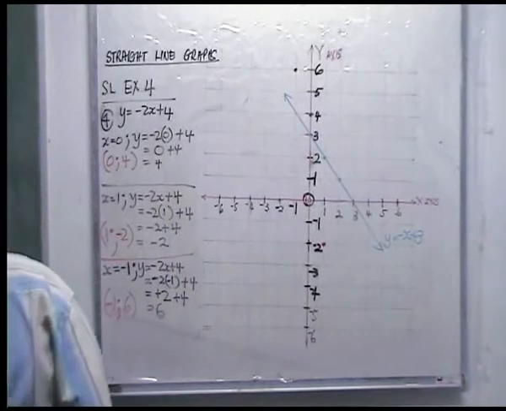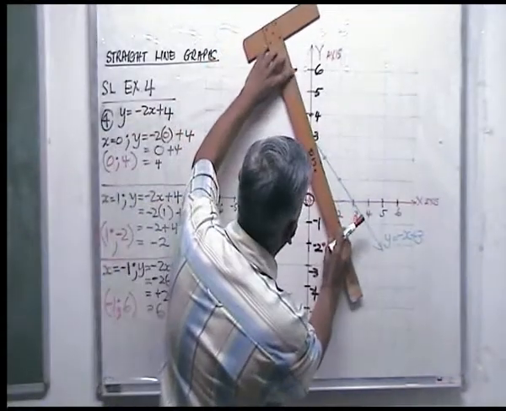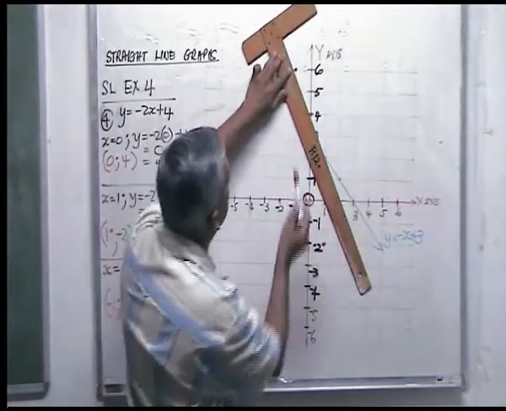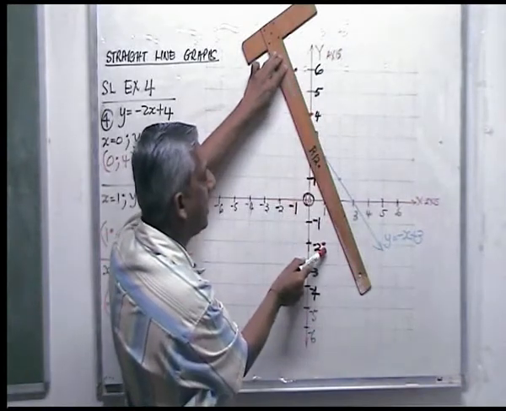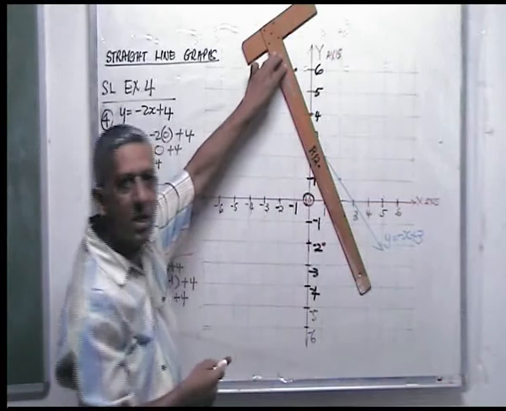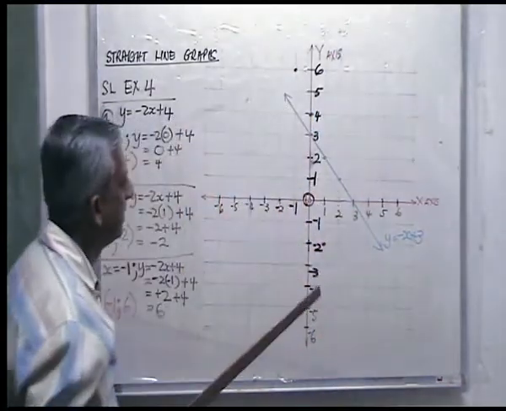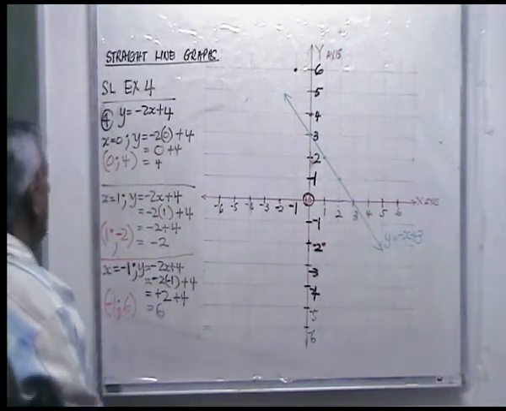Right, take your ruler, place it there, and join them. Now, when you place them, you see, there's a problem. See, this third one is not lining up. So you know that you made a mistake with your calculations. So this point is not lining up. So you go and check it. You look for your work.